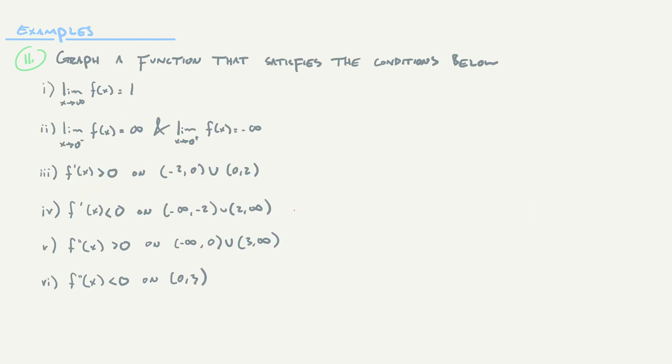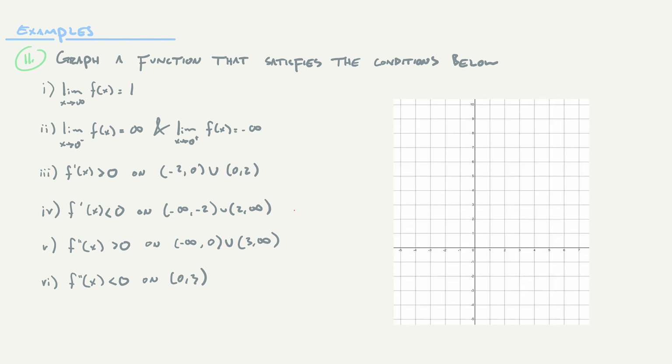Example 2, graph a function that satisfies these conditions. Now I'm not going to read them all. I'll let you pause the video here if you want to look at them, see what our conditions are, see what we're working with. But the first thing I need is a graph. I'm trying to graph this stuff, so that's what I'm going to do first. Assuming that you pause the video and you're familiar with what's going on here, I don't want to take too much of your time with this one.